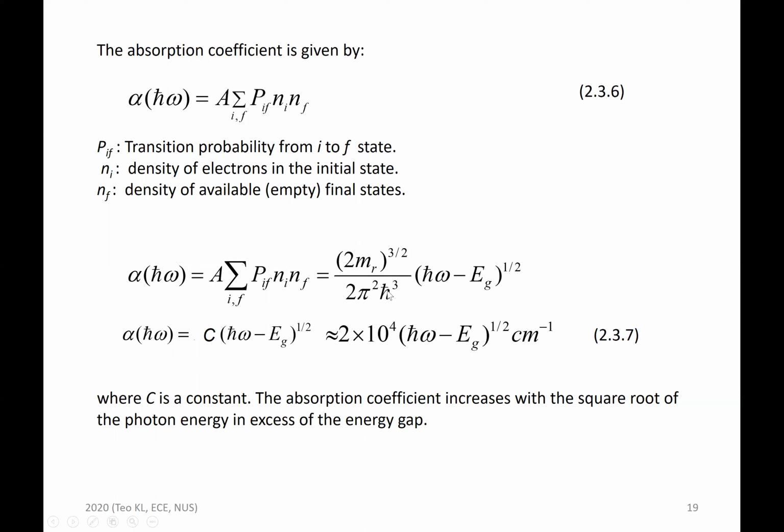h bar is h over 2 pi. All these are constants, so I put them together as a constant. You can see the absorption coefficient basically depends on photon energy with a square root dependence. This value C is material dependent, depending on the effective masses of the electron and hole of the material. Usually it's in the range of 10 to the 4, and the absorption coefficient is measured in per cm. So h bar omega and Eg have to be in electron volts. Do not use joules, use eV. This gives you the absorption coefficient in per cm.